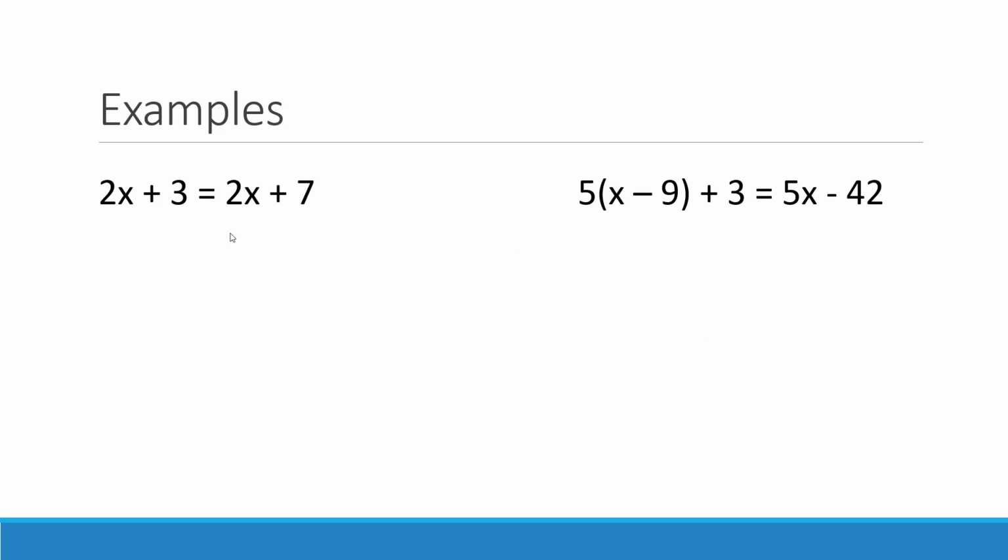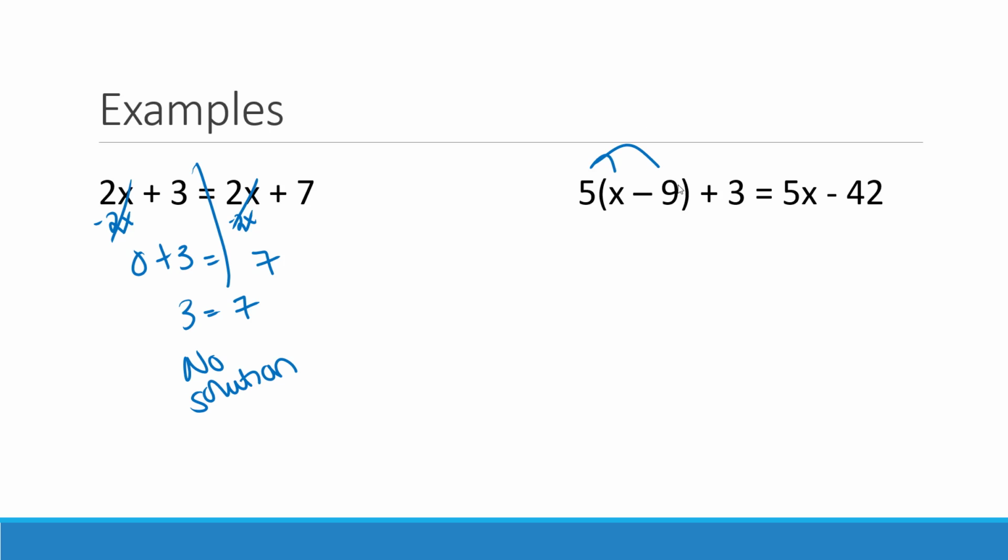So let's look at 2 examples. I'm going to start off by trying to isolate my variables. So 2x minus 2x gives me 0. And you've got 0 plus 3 is equal to 7. So does 3 equal 7? No, it does not. So this is an example of no solution.